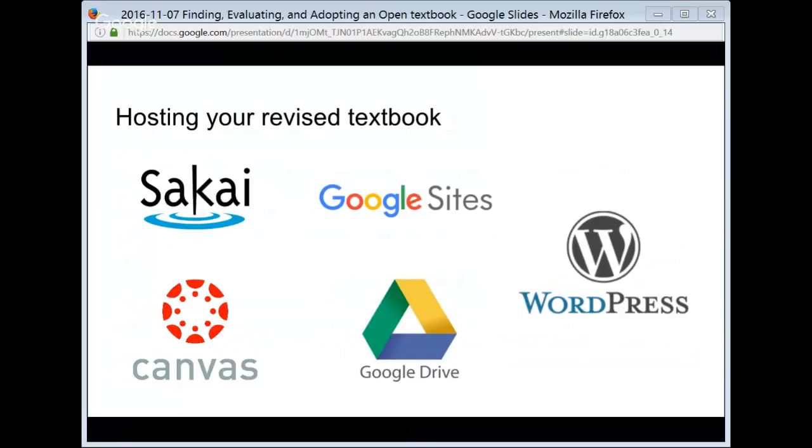So if you create a Google site and just host the file there or host the content itself on a Google site, you can decide to restrict it, for instance, for the institution or make it completely open. Same thing if you put your file on Google Drive, you can decide to make the file completely open to the world if you wanted to, or you can restrict it to certain audiences.